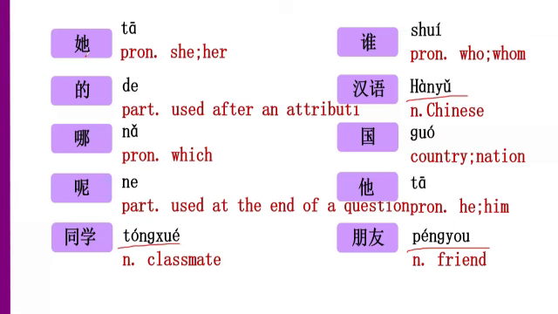Okay, let's start. 她, it means she or her. 谁, who or whom. 的. 汉语, Chinese language. 哪, which. 国, country or nation. 呢. 他, it means he or him. 同学, classmate. 朋友, friend. Very good. 谢谢, 不是.